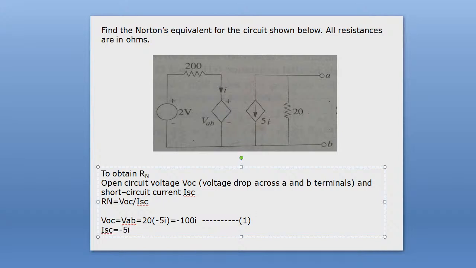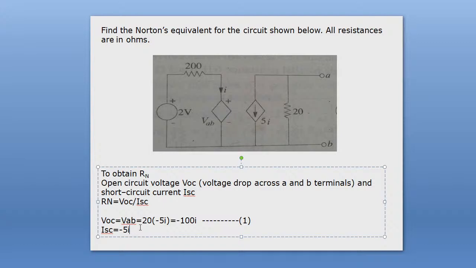Everyone try to understand the solution of the present problem. You see, if you short out this path AB, then this is shorted out. So the short circuit current is nothing but this current, but in the opposite direction. Therefore, it will be minus 5I.